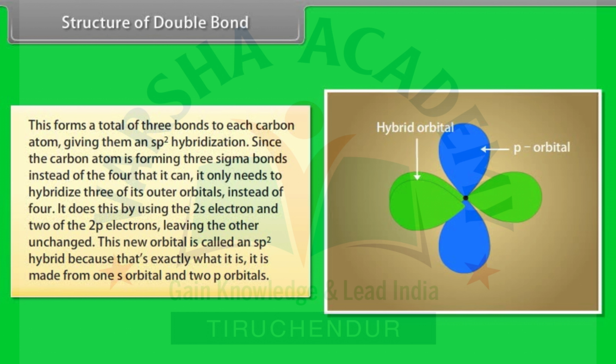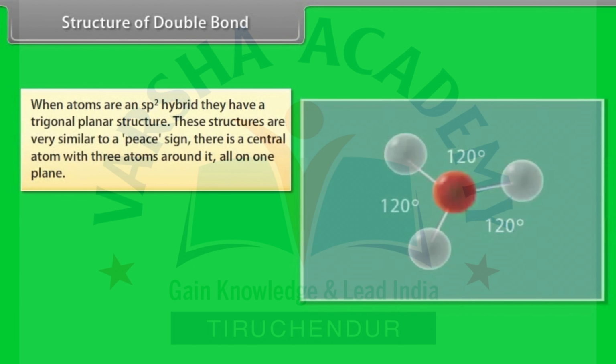It does this by using the 2s electron and 2 of the 2p electrons, leaving the other unchanged. This new orbital is called an sp2 hybrid because that's exactly what it is. It is made from one s orbital and 2 p orbitals. When atoms are an sp2 hybrid, they have a trigonal planar structure. These structures are very similar to a peace sign. There is a central atom with 3 atoms around it, all on one plane.